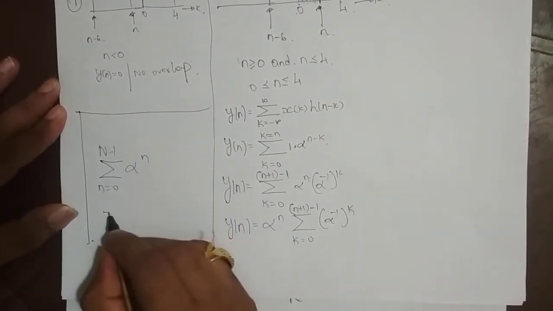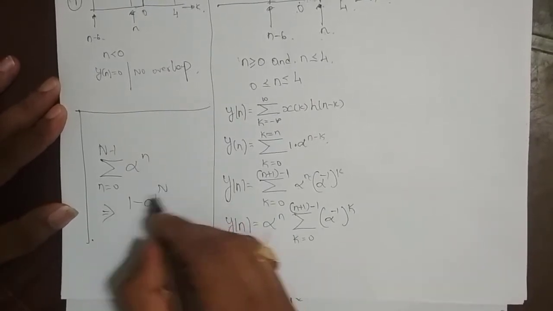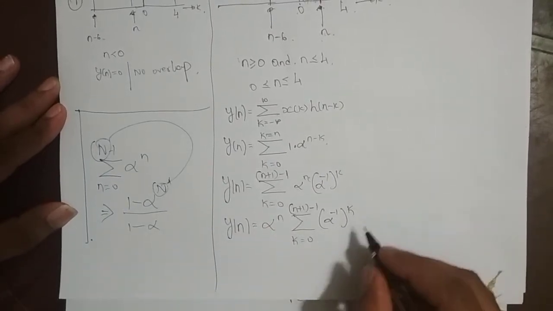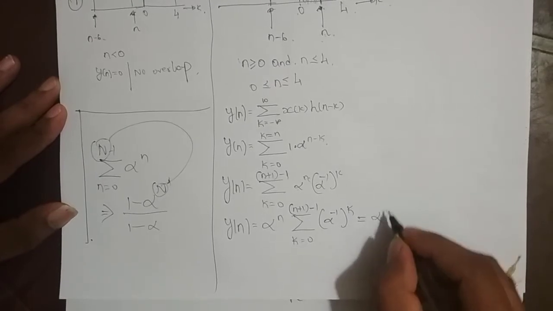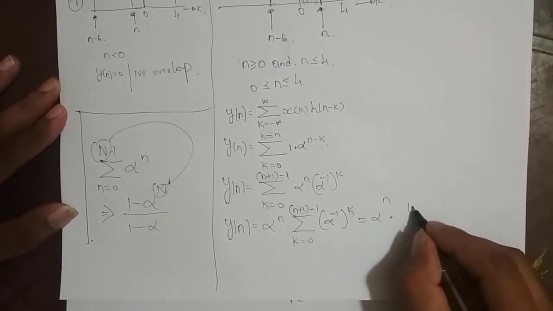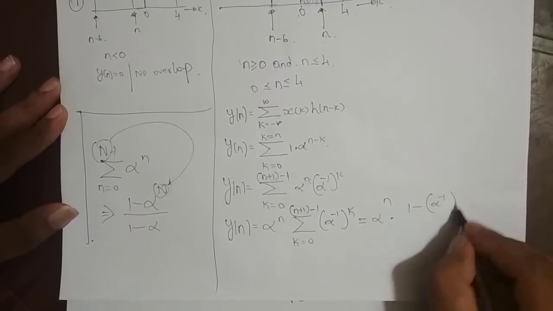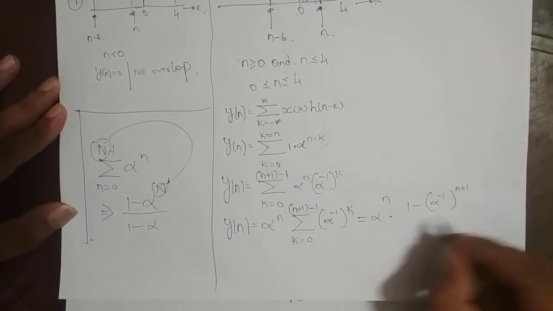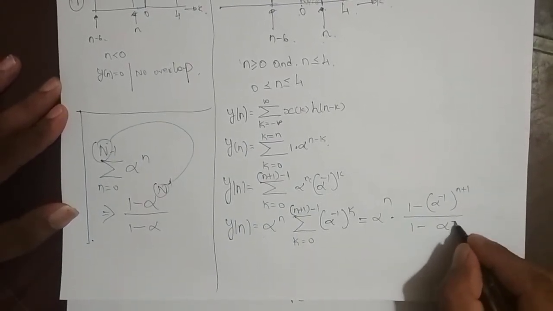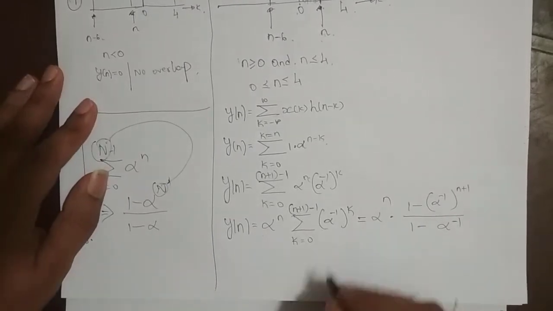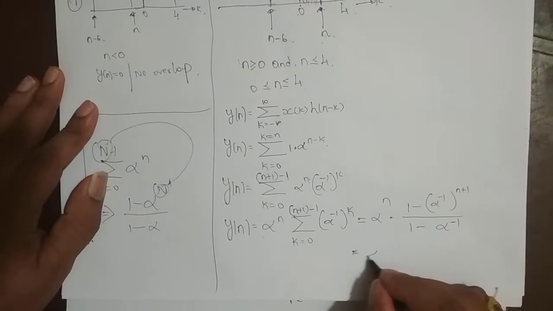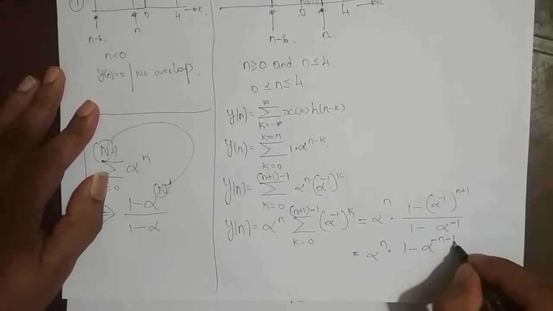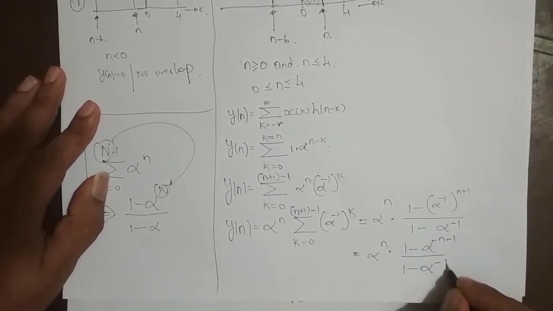So what is the result of this? 1 minus alpha power capital N, this term has to come here, whole divided by 1 minus alpha, right? So this is equal to alpha power n, this term, into 1 minus alpha power, this term has to come here, this term is actually n plus 1, whole divided by 1 minus alpha. So we have to simplify further, so I can write it as alpha power n into 1 minus alpha power, so it is minus n, minus into minus, minus 1, whole divided by 1 minus alpha power minus 1.